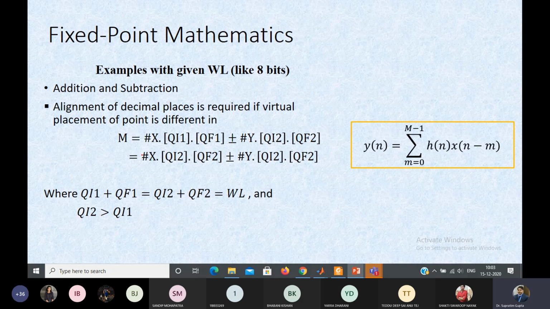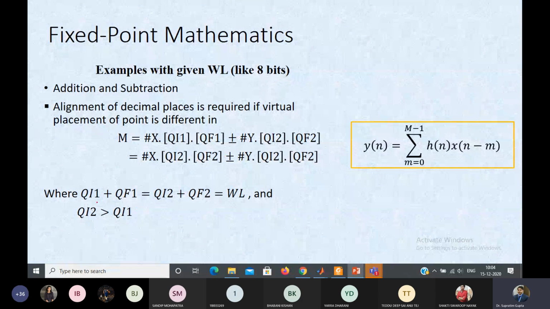Okay, so arithmetic operations. For multiplication, what will we get actually? If I multiply two numbers with qi1 qf1 format and qi2 qf2 format, then we'll get the output in the qi1 plus qi2, so this would be added. Sorry, this slide is talking about addition.